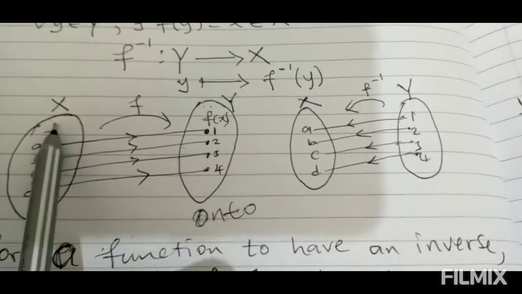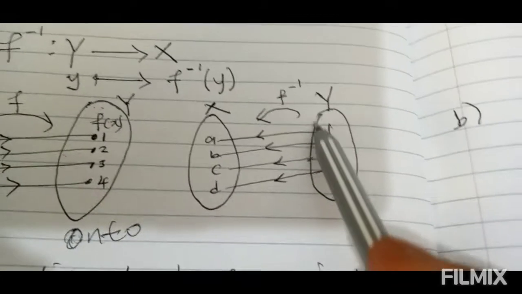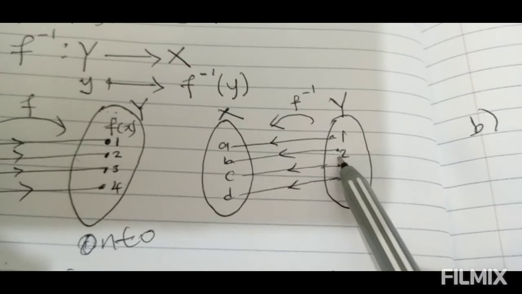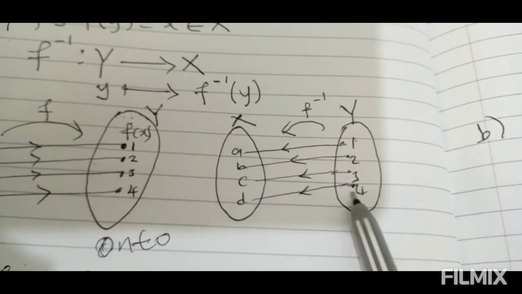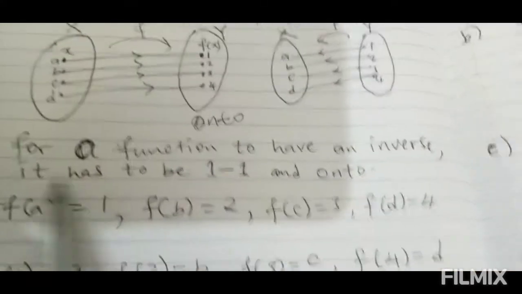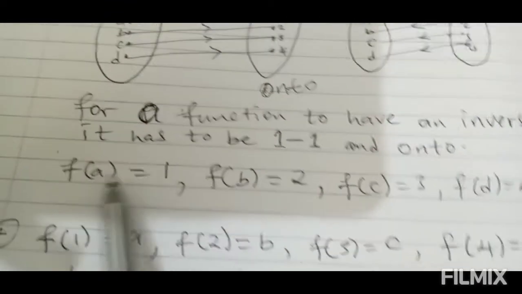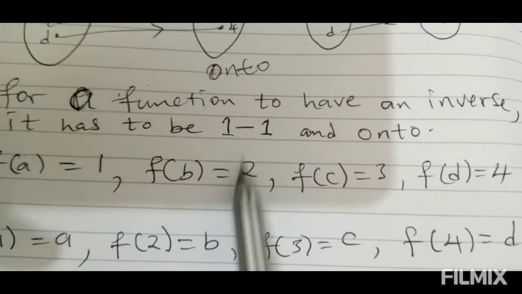So now look here. This is the function from X to Y, and now this is the inverse. The inverse is now coming from Y to X. So 1 goes to a, 2 goes to b, 3 goes to c, and 4 goes to d, okay? So I wrote this, which I have talked about. I have talked about f of a is 1, look, because a goes to 1, and f of b is 2 because b goes to 2.